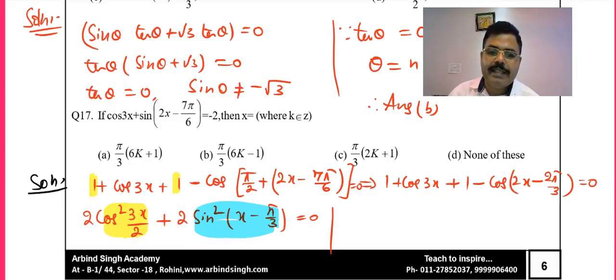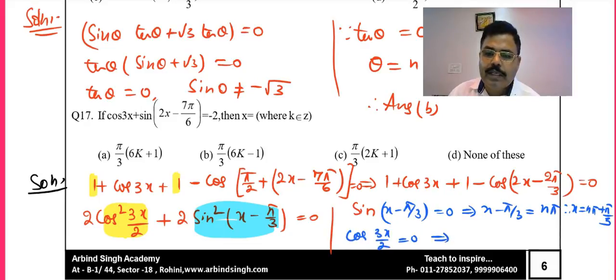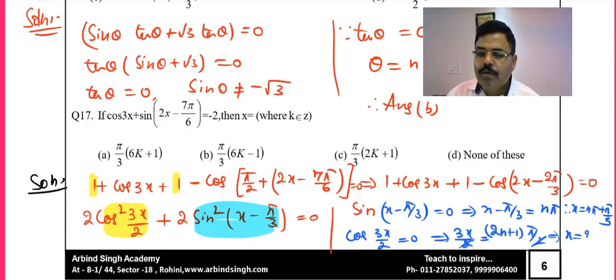So in that case sine of x minus pi by 3 is equal to 0, and that will give x minus pi by 3 equal to n pi. So x is equal to n pi plus pi by 3, and cos 3x by 2 is equal to 0, that will give 3x by 2 equal to 2n plus 1 into pi by 2. 2 cancels, so x can be written as 2n plus 1 into pi by 3.